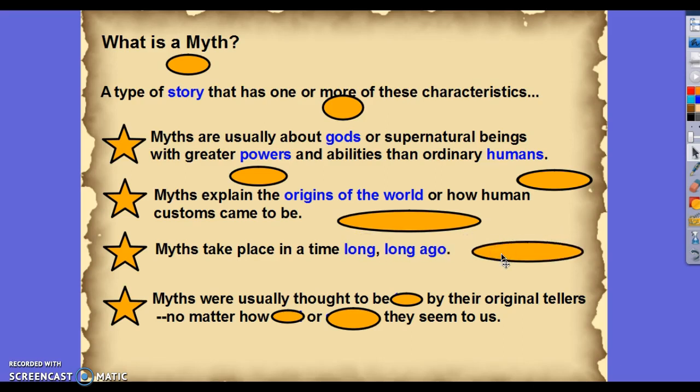So we typically don't have myths today because we have scientific explanations as to why things happened, how things came into the world. We typically don't explain things by supernatural beings or gods or goddesses. Myths were usually thought to be true by their original tellers, no matter how wild or strange they seem to us. So that's a little background about myths, and we're going to go on to the purpose of myths.